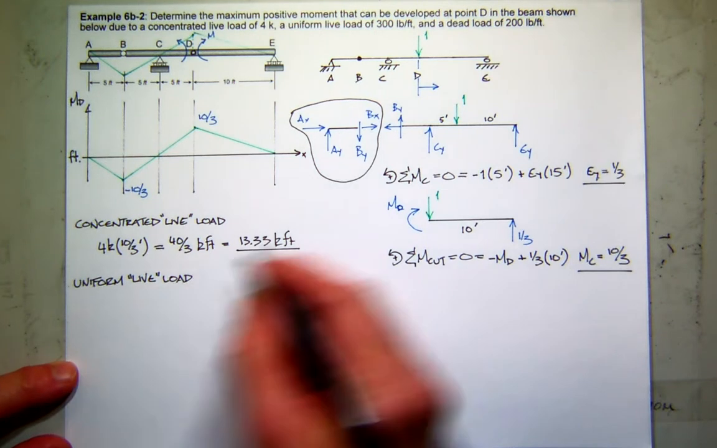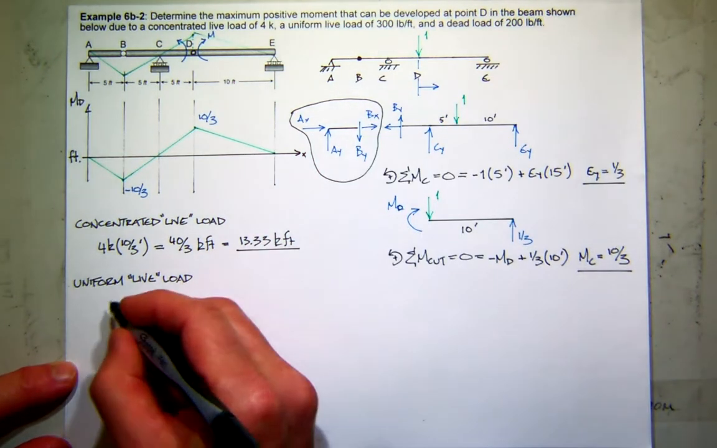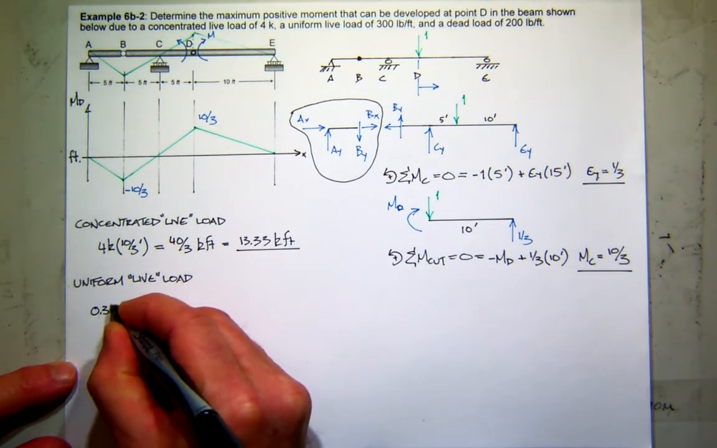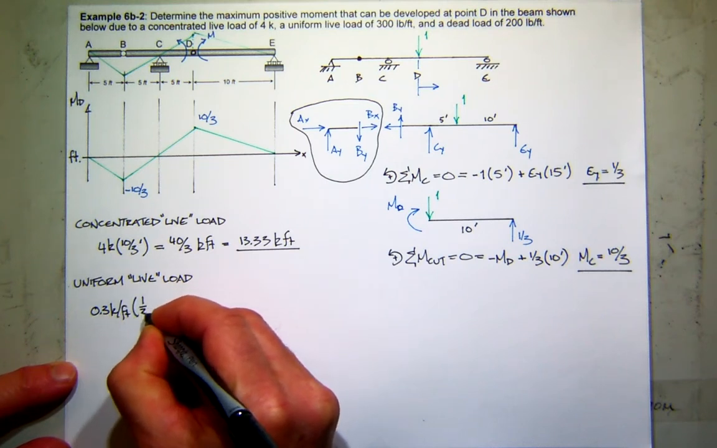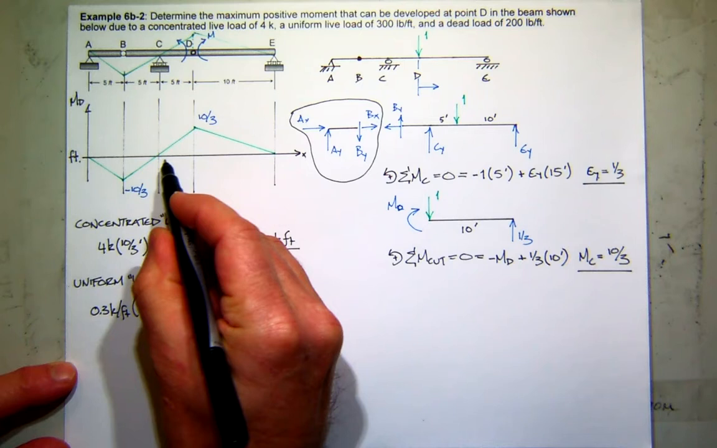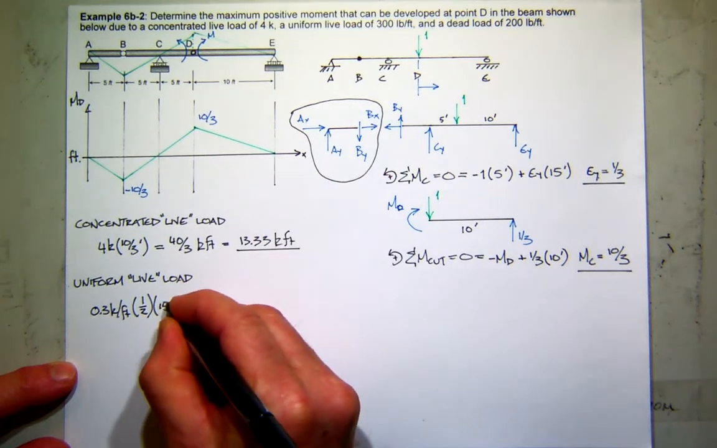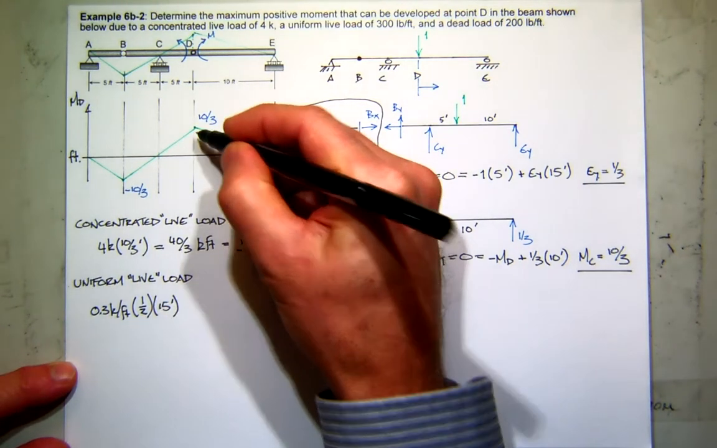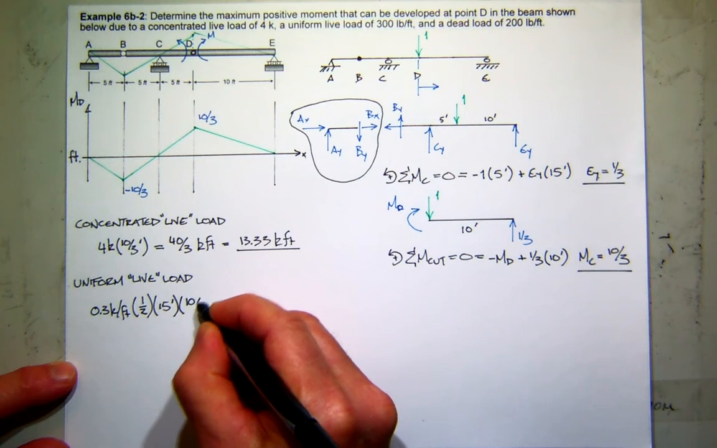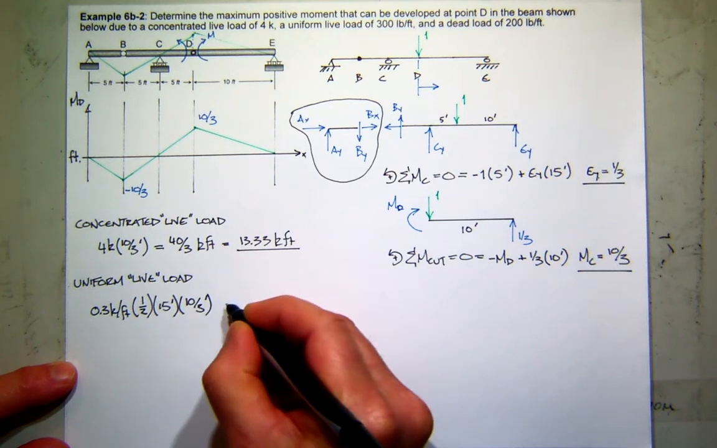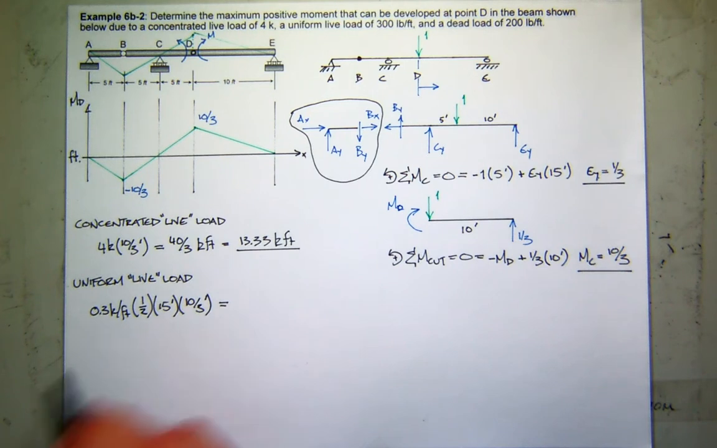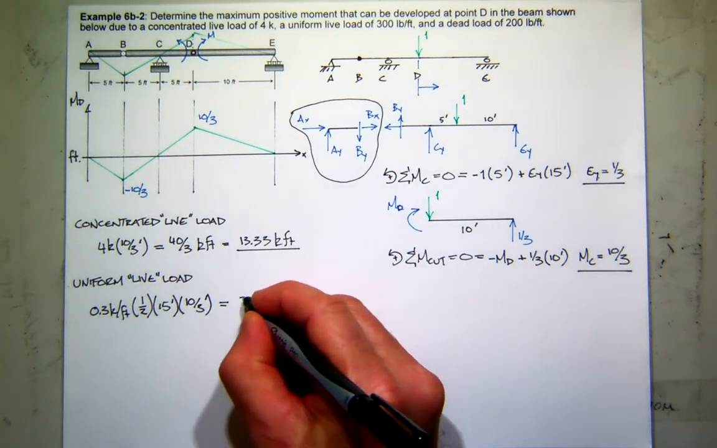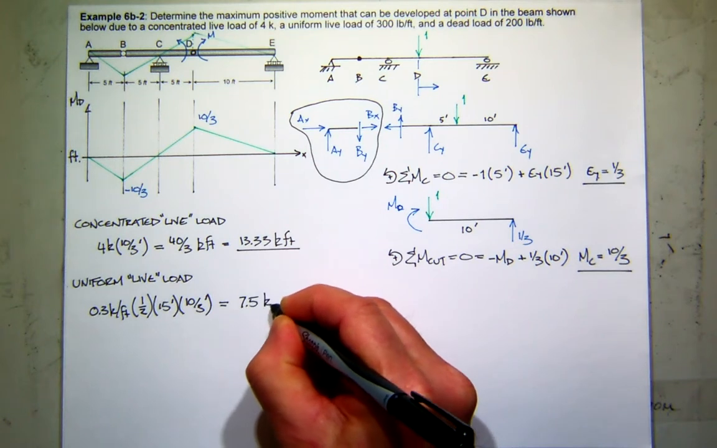So this particular value is 300 pounds per foot, which is 0.3 kips per foot. And then it's a triangle, so there's my 1/2. And then the base, which is 15 feet, times the height, which is 10/3 feet. So my units will end up giving me kip feet. I have no idea what that's going to be. Somebody's going to have to help me with that. 7.5. 7.5? And that'll be kip feet.